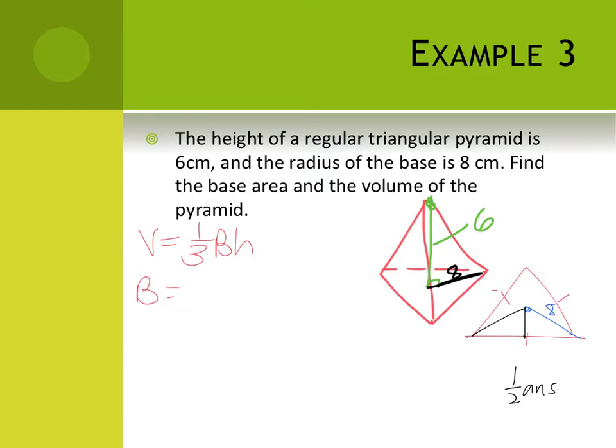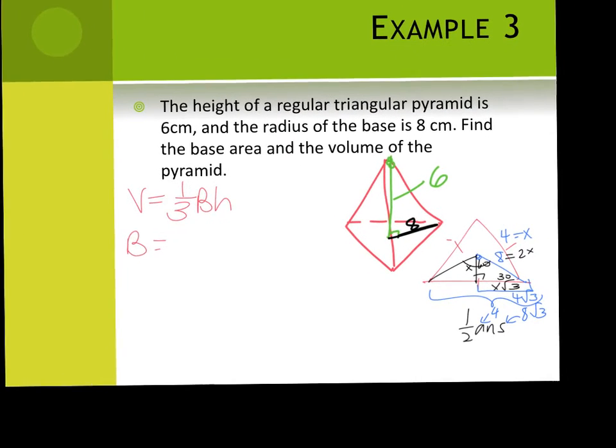Divide 360 by 3. This whole thing is 120, making this 60, 30, 90. So this is 2x, this is x, and this is x root 3. If 2x is 8, then x is 4, which makes your apothem 4. And then half the length of the side would be 4 root 3. The whole side would be 8 root 3.